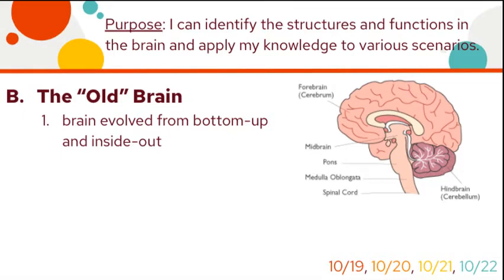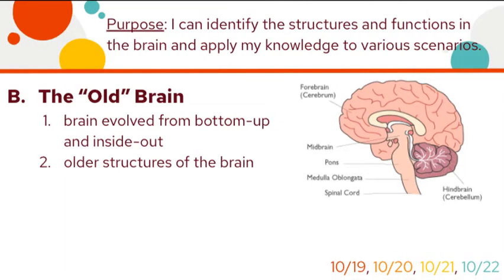So, one thing to know is that the brain evolved from the bottom up and inside out. So, just like in the video that we had watched before, looking at the parts that we share with animals, we're going to see how we really have that hindbrain and midbrain, and how our forebrain is really different than animals. Okay, so again, when we look at the old brain, it's the older structures of the brain.